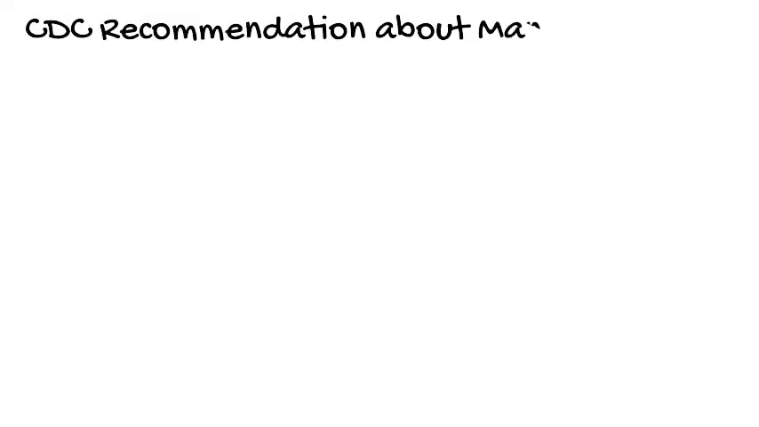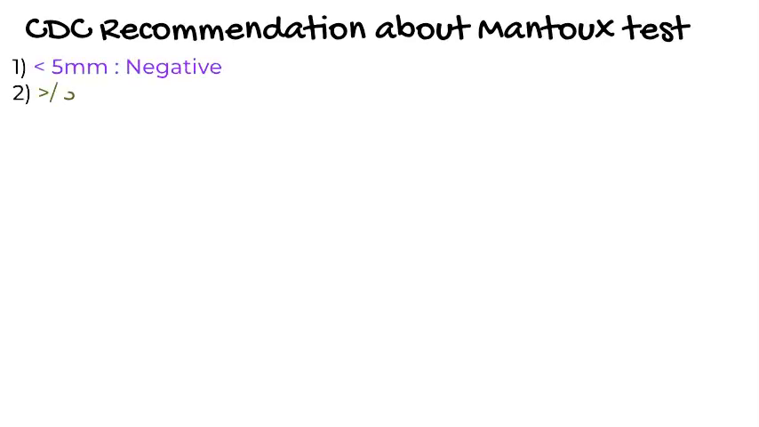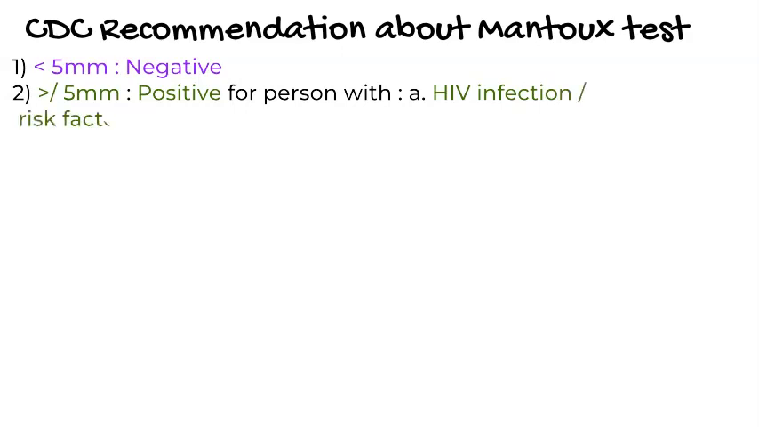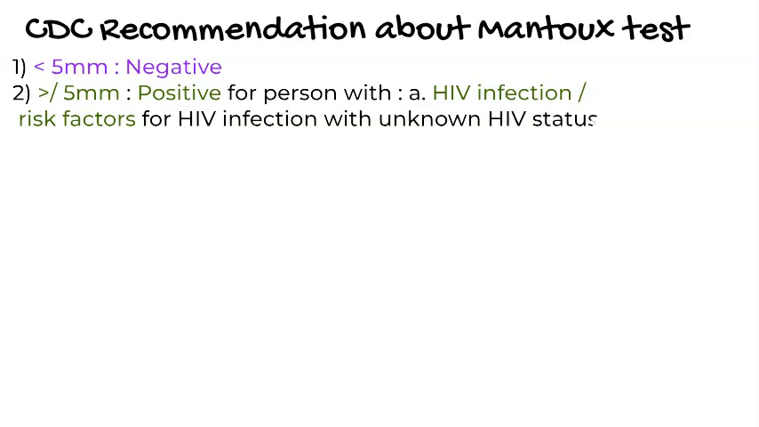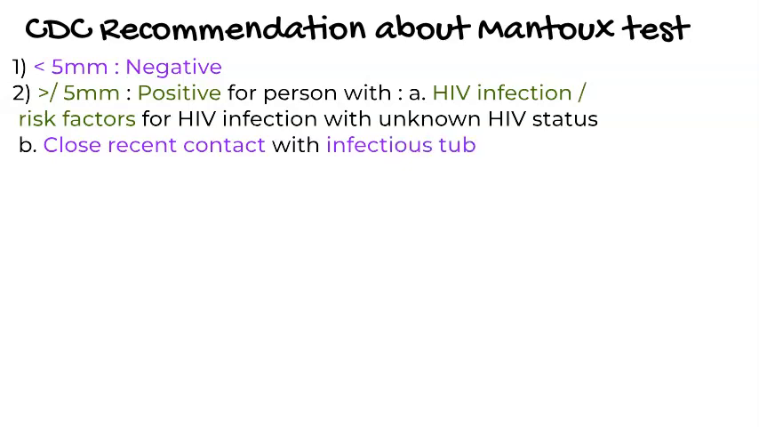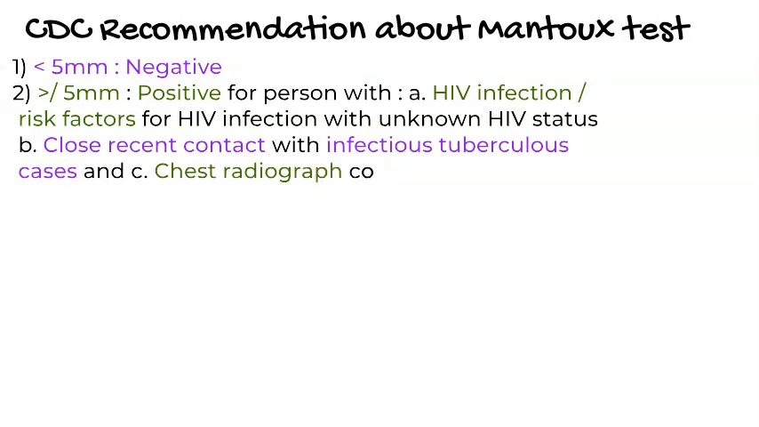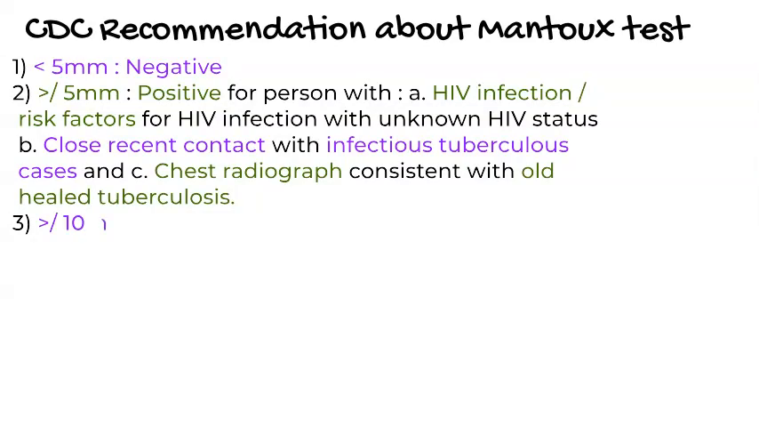CDC recommendation about Mantoux test. Number 1, less than 5 mm is negative. Number 2, more than or equal to 5 mm is positive for a person with A, HIV infection or risk factor for HIV infection with unknown HIV status; B, close recent contact with infectious tuberculosis cases; and C, chest radiograph consistent with old healed tuberculosis.